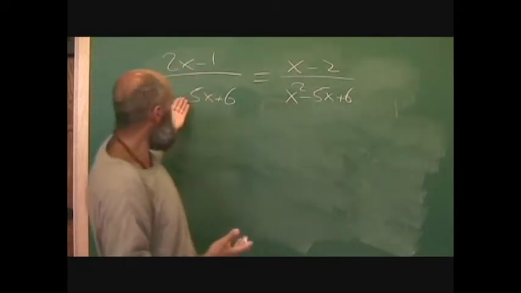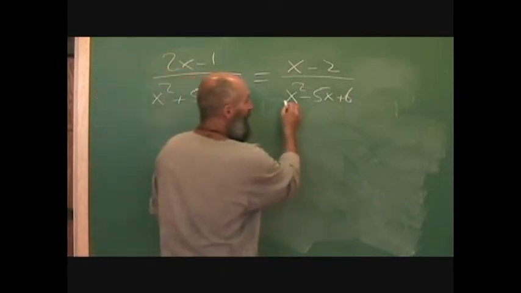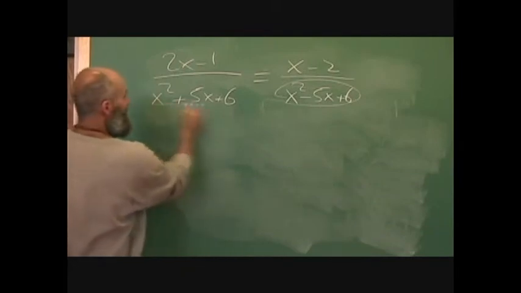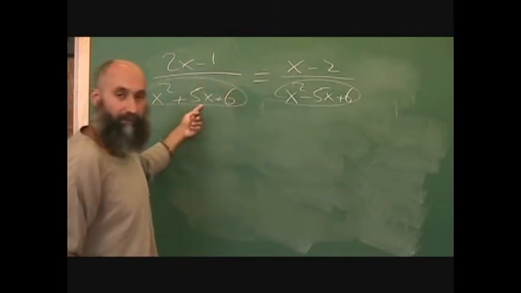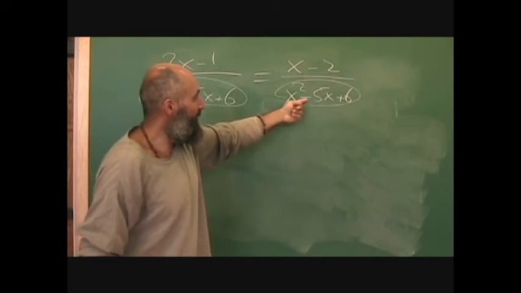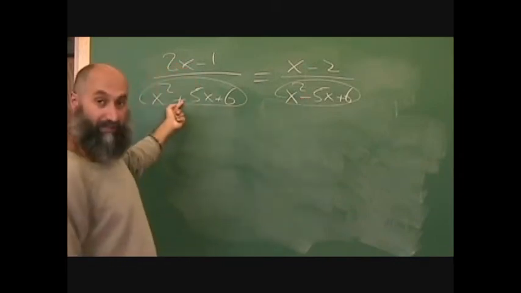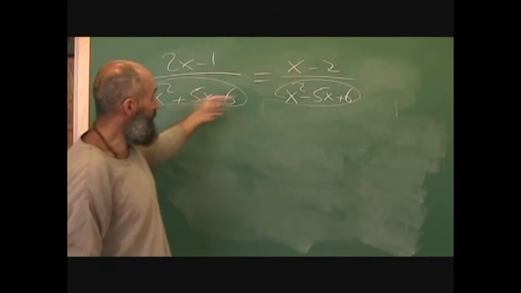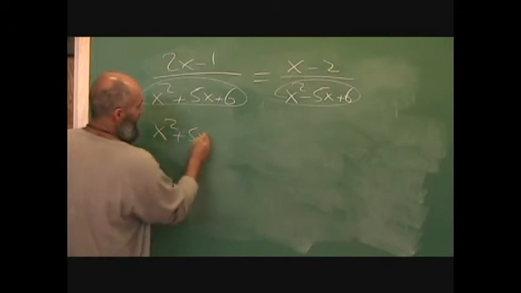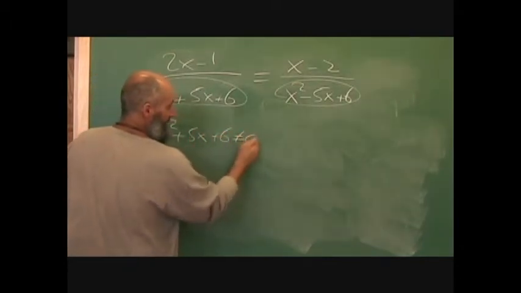Now, the way you solve for this, you find the restrictions. Again, all you do is take the denominator and say this can't equal zero. You take this denominator and say this can't equal zero. Now, these two might look similar, but there's a difference here. That's a negative number and that's a positive number, and the solutions are going to be different. So this is x squared plus 5x plus 6 can't equal zero.